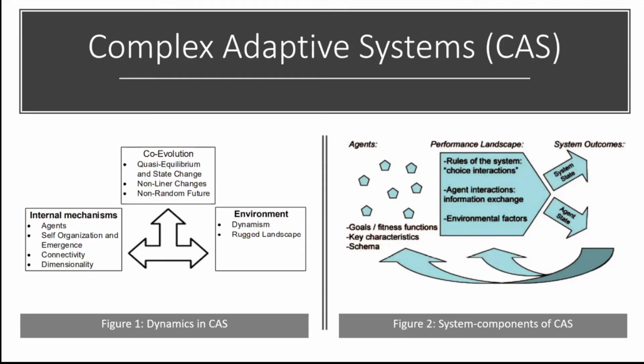Okay, so the influence of these pressures is dynamic and many times uncertain, and therefore it is also referred to as dynamism and rugged landscape. And the co-evolution is always going on between these two environments, which is shown on the upper square of that triangle in figure 1.